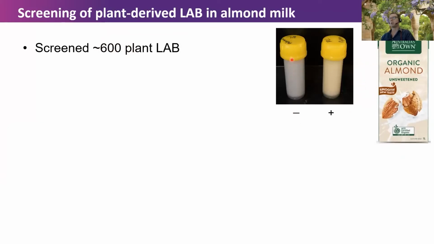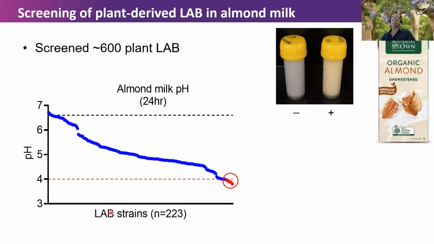So this is the normal almond milk. It gives a blue-purple color. And when the pH reduces, you get a yellow color here, indicating acid production. So it's a very visual screen. It works quite well. And we also measured pH, just to verify this was correct, and also measured final pH after 24 hours of a number of strains, around 200 here.